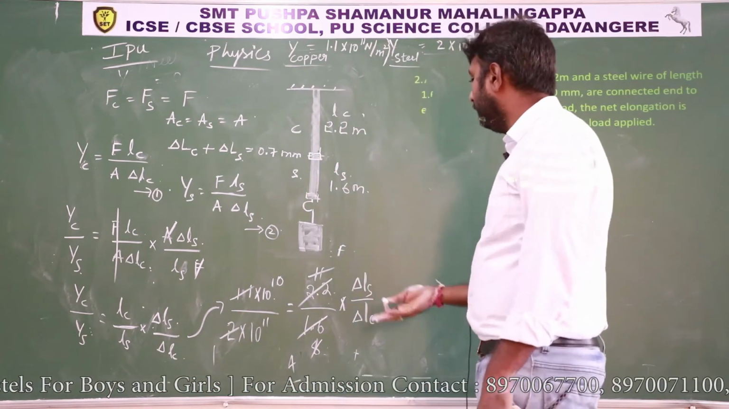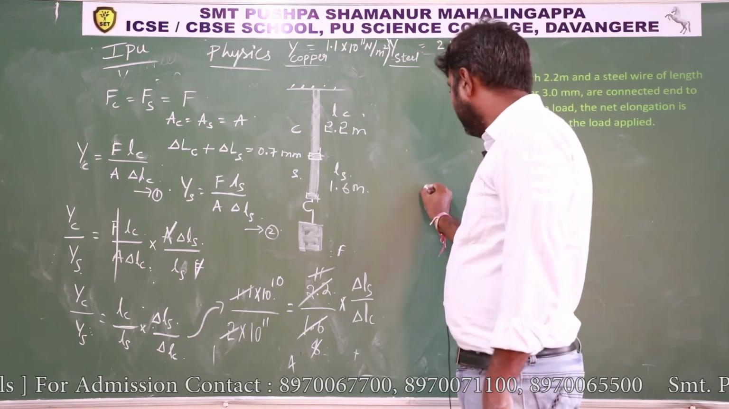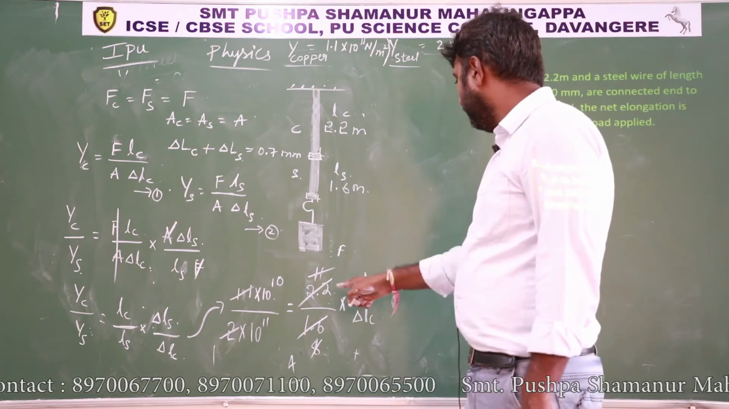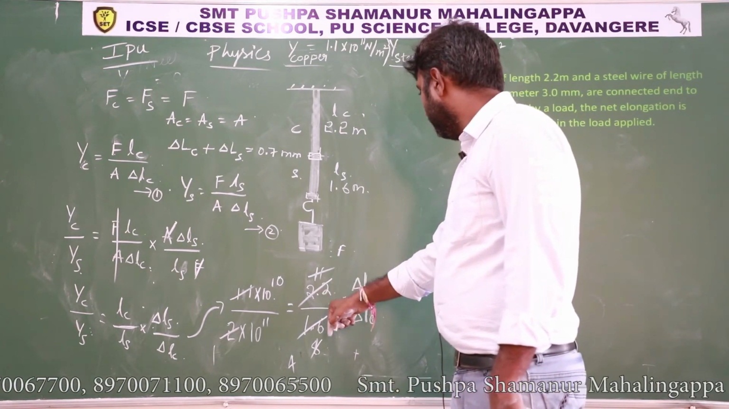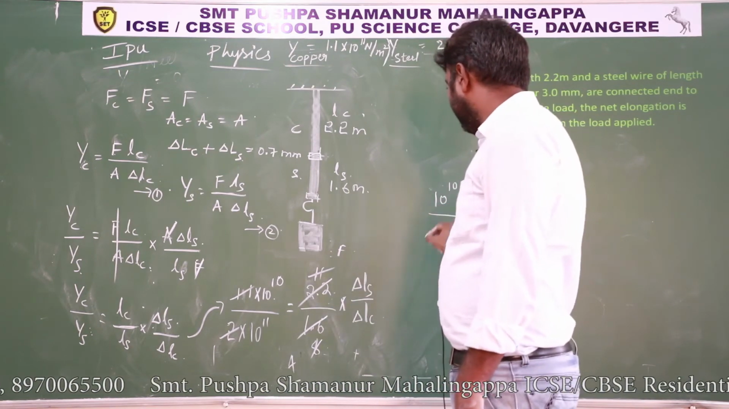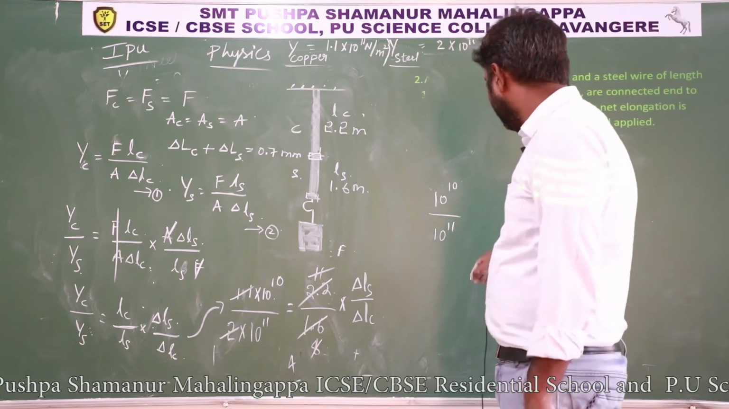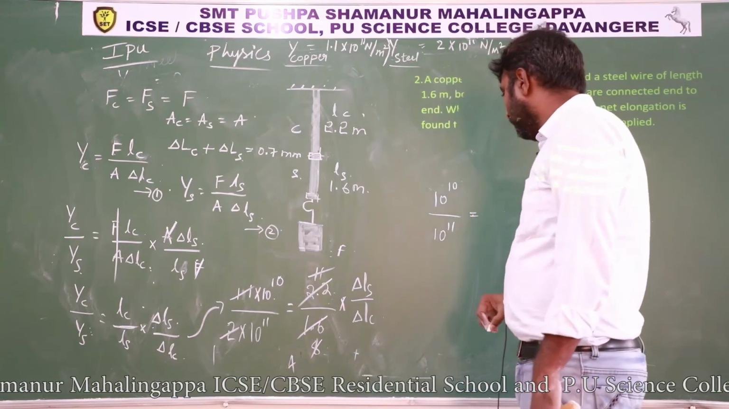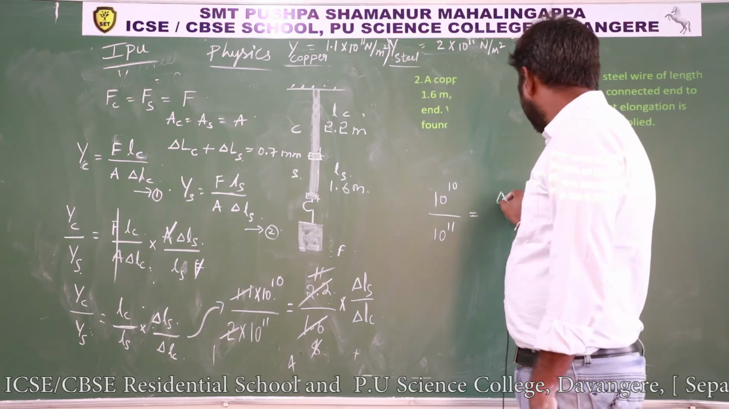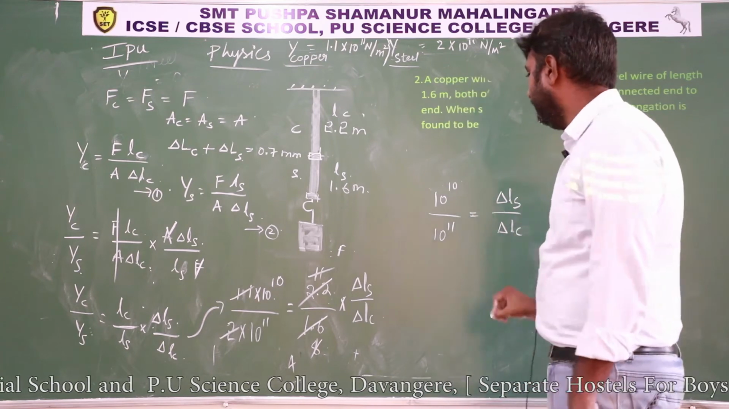Calculation part you can do yourself. So 1.1 into 10 to the power 10 in the numerator divided by 10 to the power 11. This equals, what we will get, delta LS divided by delta LC.